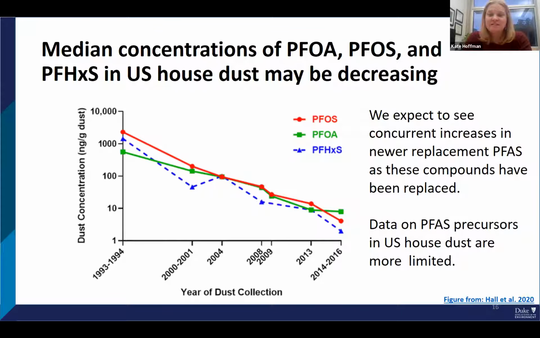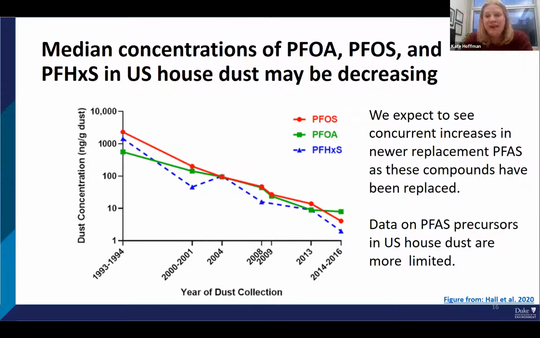Okay, and I'll just mention some good news in this story. Sam collected the medians from 6 other studies that had data for PFOA, PFOS, and PFHxS in US house dust samples and plotted those over time, and that's what's shown here. You can see that for those compounds, there are some real significant decreases over time in the medians in those house dust samples, particularly noting that this is plotted on a log scale. So it seems like a really substantial decrease over the last maybe 20 years.